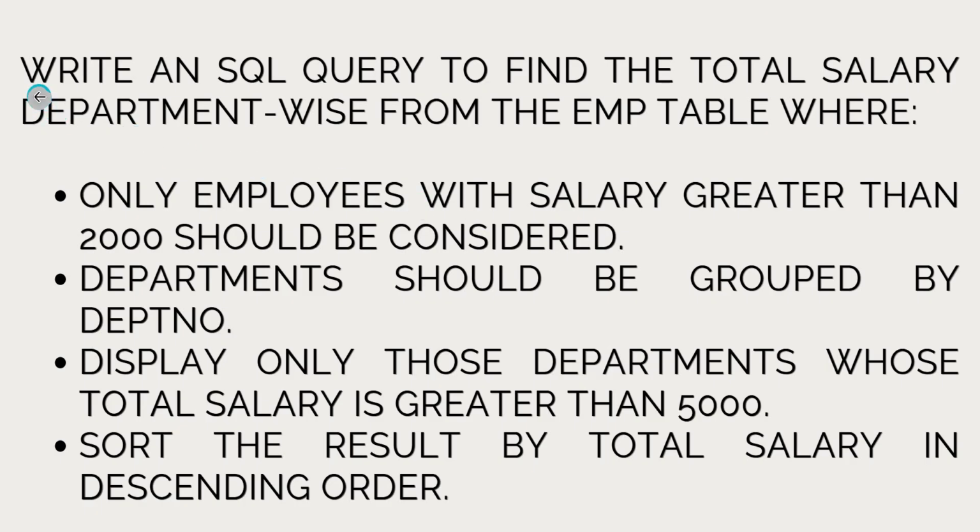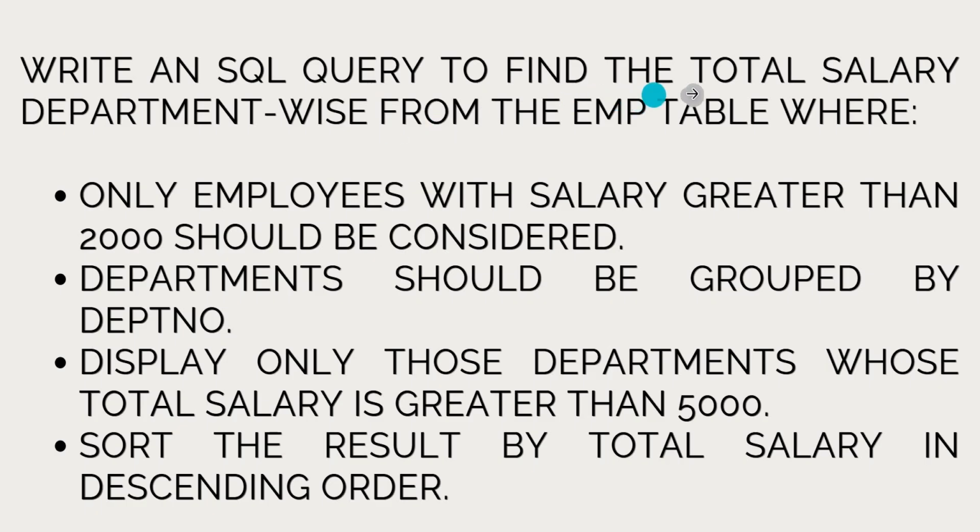So what do we have to write? Write an SQL query to find the total salaries department wise from the employee table, right? So total salary department wise, what is the meaning of it? That means one department has more than one employee, so we need to know the total salary of every department. Like department number 10, what is the total salary? Department number 20, what is the total salary? Right? So that is the query that we have to find.